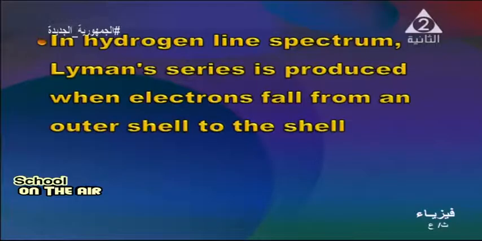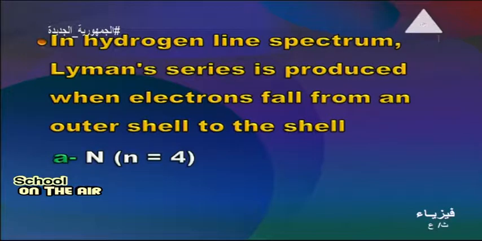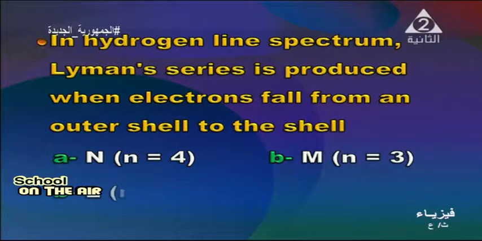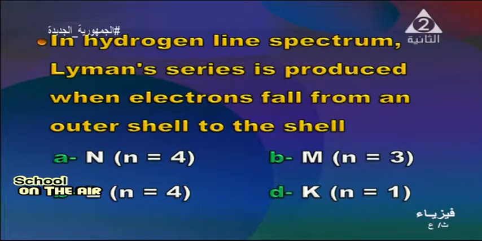Another choice. In hydrogen line spectrum, Lyman's series is produced when electrons fall from an outer shell to the shell N, where N equals 4, N equals 3, N equals 2, or N equals 1. Lyman's, yes, it must be N equals 1.